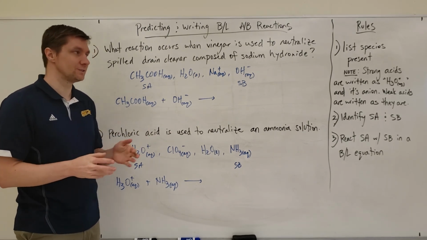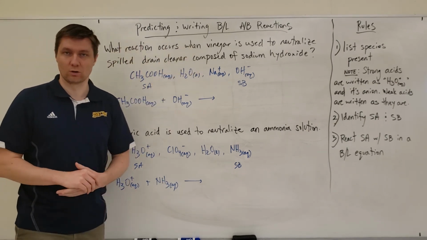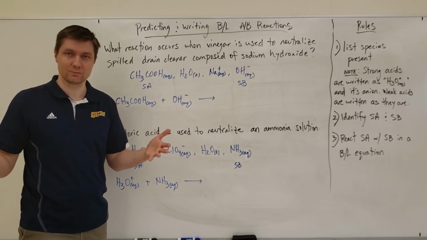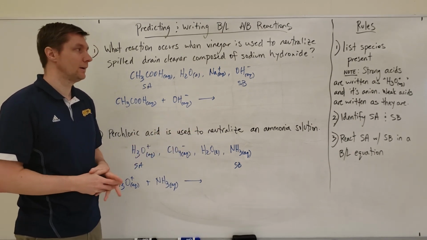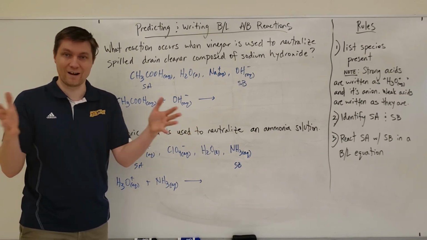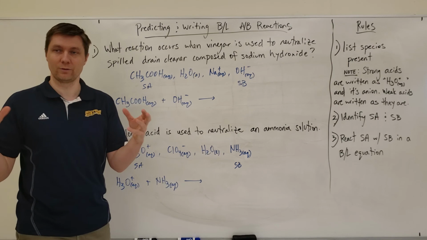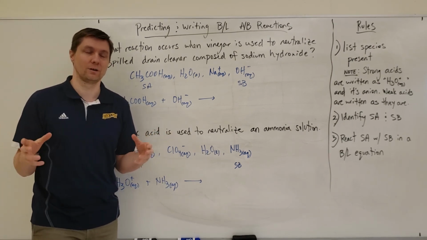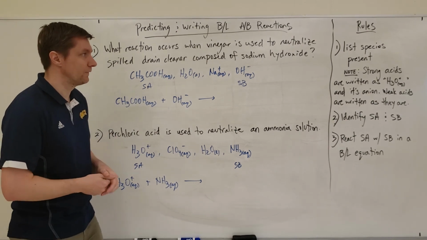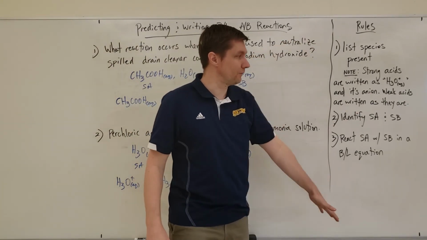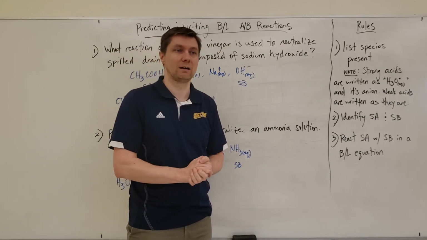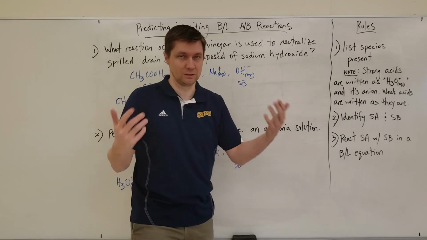So what you'll see is sometimes just some word problems, and this is very similar to writing and balancing redox reactions from our redox unit, where you just have to identify what's in the solution, what's present, and then identify what are the things that are going to actually undergo a reaction together, and then predict what those products are going to be. So here are the rules that I've listed for you in order to be able to write and predict these Bronsted-Lowry equations. And the first one is simply to list the species present.